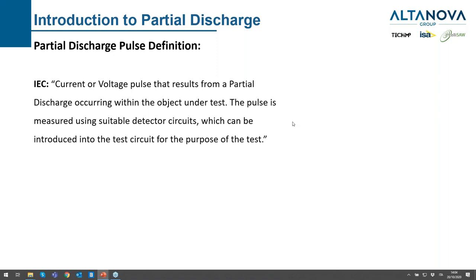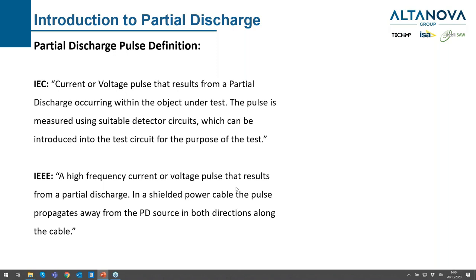Another important definition we need to have is the partial discharge pulse definition. As per the IEC, the partial discharge pulse is a current or voltage pulse that results from a partial discharge occurring within the object under test. The pulse is measured using suitable detector circuits, which can be introduced into the test circuit for the purpose of the test. A similar definition given by IEEE is a high-frequency current or voltage pulse that results from a partial discharge. In a shielded power cable, the pulse propagates away from the PD source in both directions along the cable.